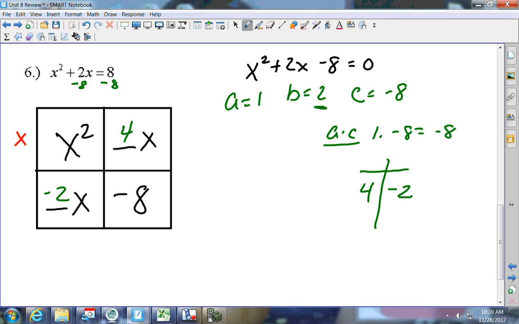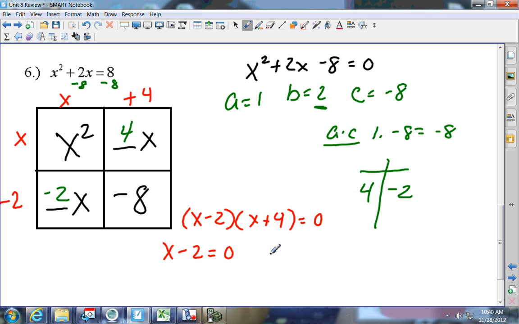x squared splits up as x and x. x times 4 gives you 4x. x times negative 2 gives you negative 2x. So factored form looks like this. I have x minus 2 equals 0. x plus 4 equals 0.